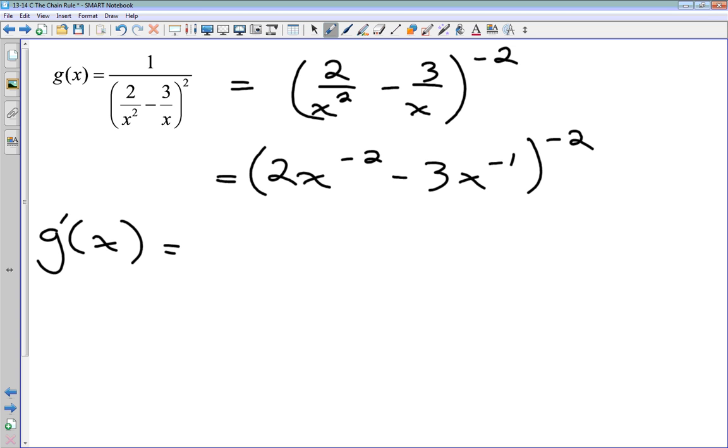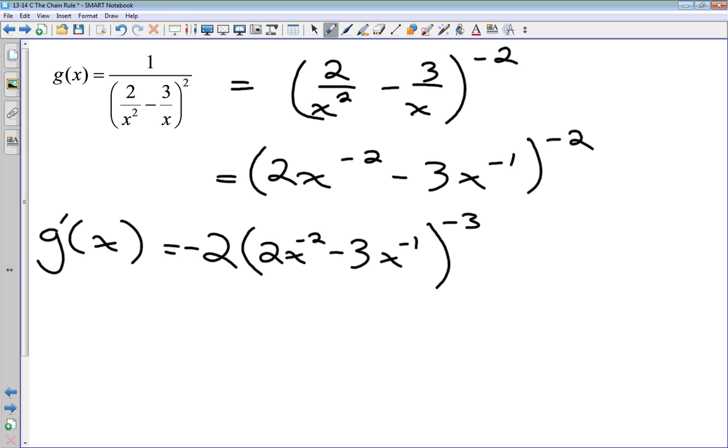Now we can jump straight to our derivative. We've got this set up so we've got this inner function, 2x to the negative 2 minus 3x to the negative 1, and our outer function is this whole thing to the exponent negative 2. So we're going to do the derivative of that outer function, basically bring down the negative 2, subtract 1 from our exponent to get negative 3, and keep everything inside that bracket exactly the same: 2x to the negative 2 minus 3x to the negative 1.